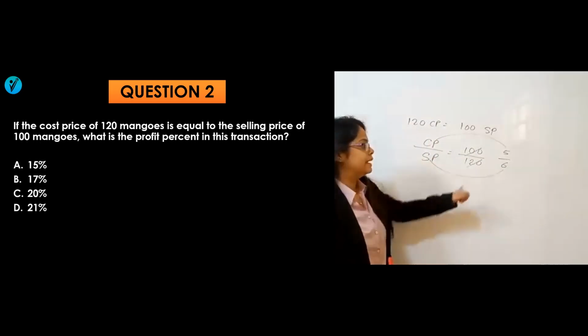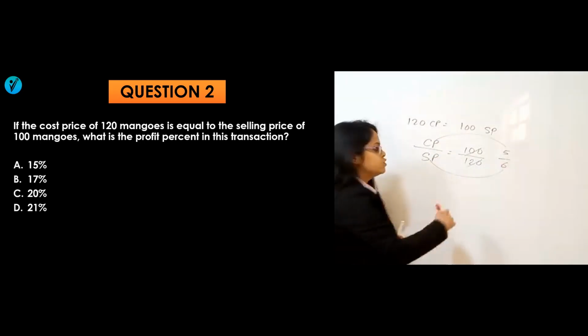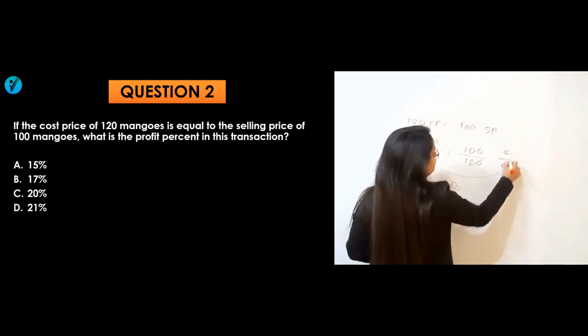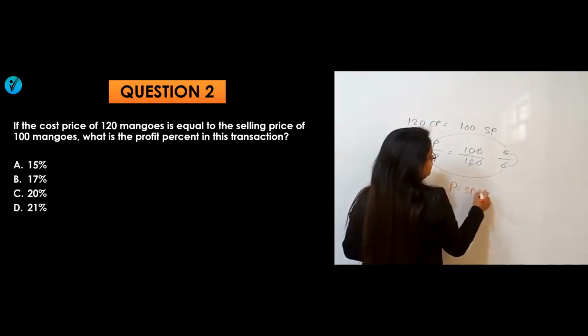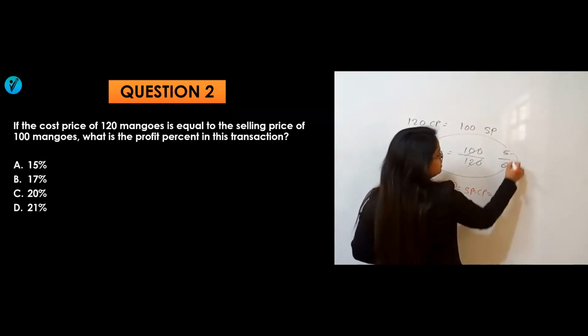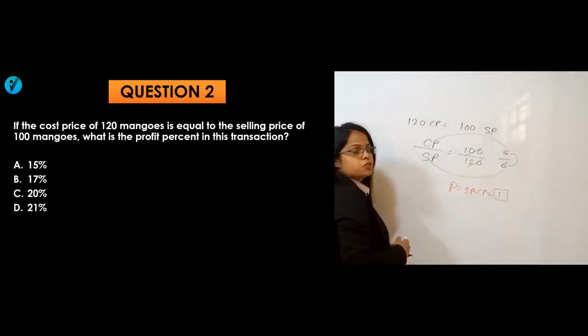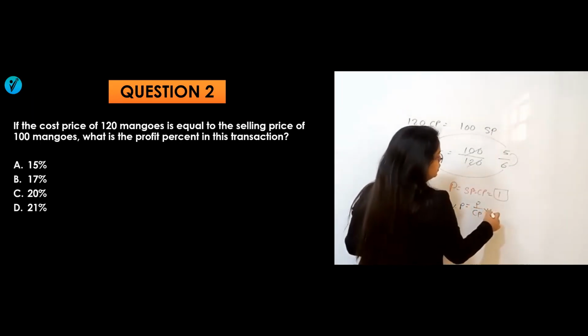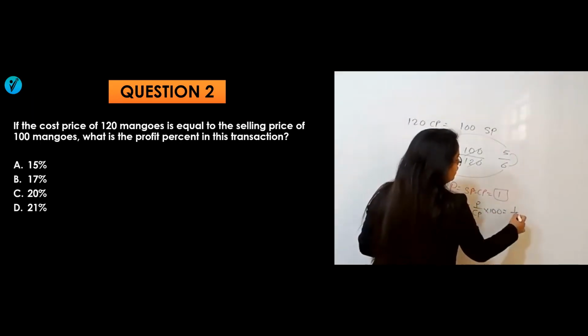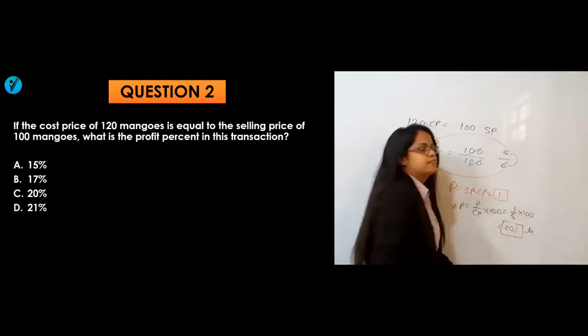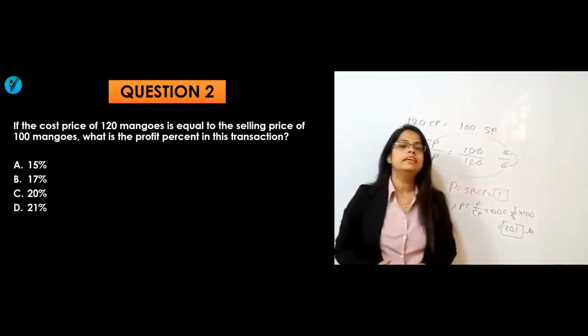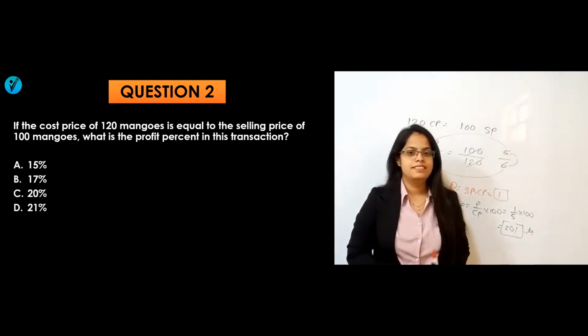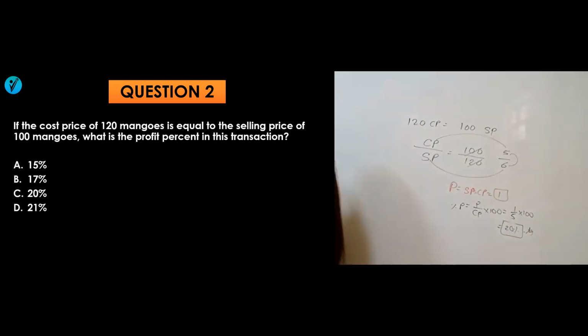You are buying at 5 rupees, selling at 6 rupees. So what will be your profit? Profit will be SP minus CP. Here SP minus CP will be equal to what? 6 minus 5 is 1 rupee. So percent profit will be equal to profit by CP into 100. That means 1 upon 5 into 100. 1 by 5 ratio is nothing but 20%. So your answer will be option number C, 20%. Easier one. Now let's go for the third question.